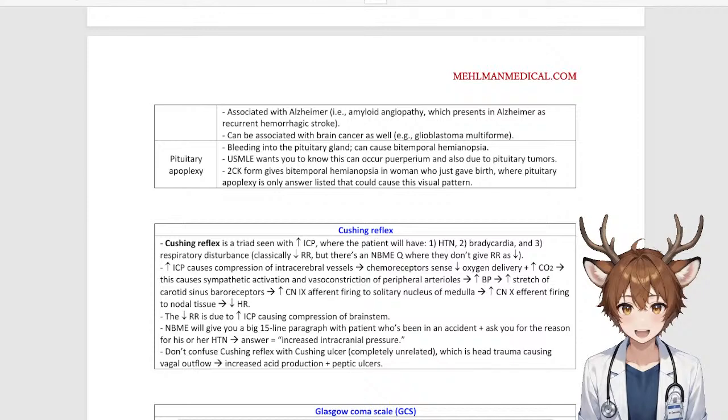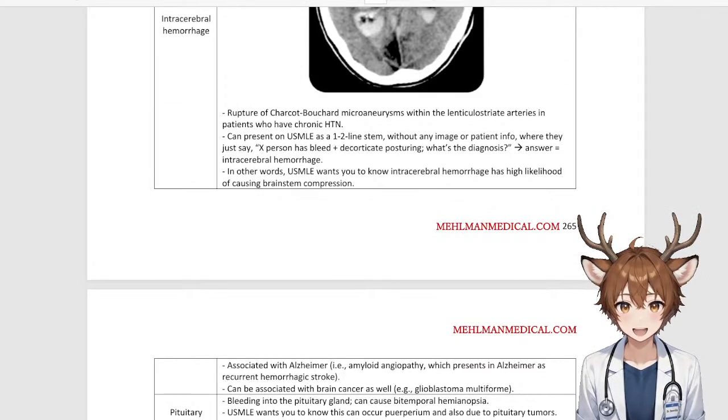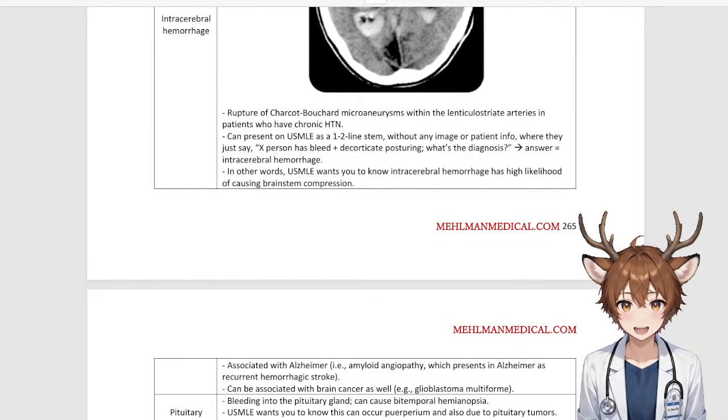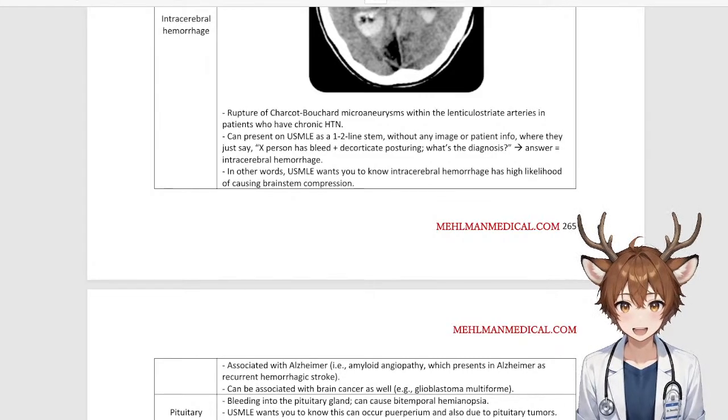Let me continue with this one right here, intracerebral hemorrhage. It is associated with Alzheimer's disease, that is to say amyloid angiopathy, which presents in Alzheimer's as a recurrent hemorrhagic stroke. It can be associated with brain cancer as well, for example, glioblastoma multiforme.